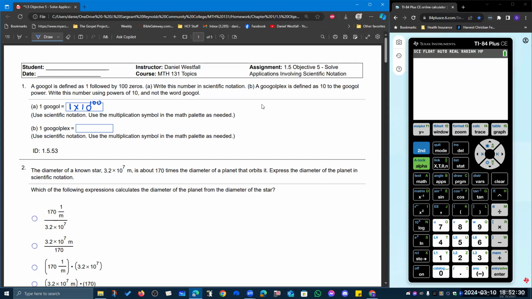Now you know where Google, the search engine, gets its name from, but it's spelled a little differently there. And a googolplex, which is what Google calls its headquarters, but again, you see that it's spelled differently there, is defined as 10 to the googol power. So this is going to be 10 to the 10 to the 100th power, like that. Very big number. So that's a googolplex.